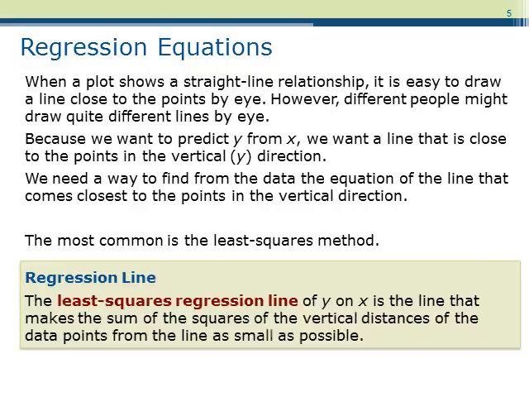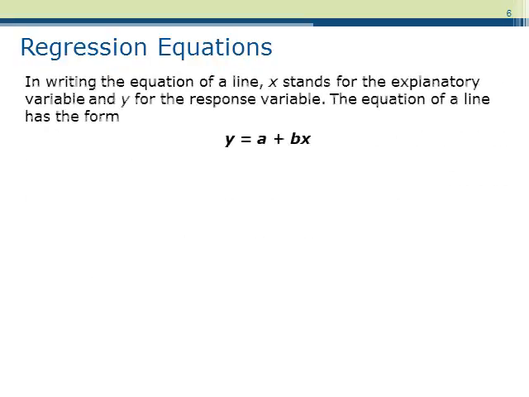The least squares regression line of y on x is the line that makes the sum of the squares of the vertical distances of the data points to the line as small as possible. If you recall, we typically use x to stand for the explanatory variable and y for the response variable. With this in mind, the equation of the regression line can be written in the form y = a + bx.